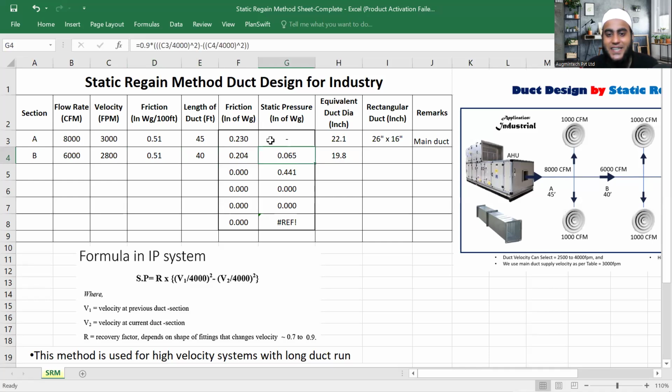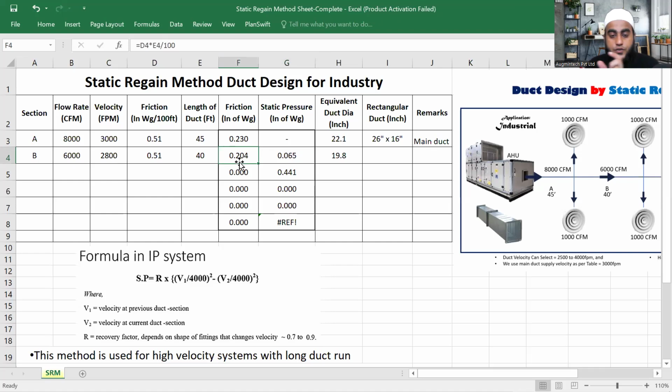Now you have to calculate the static pressure. Same formula I have applied: static regain equals 0.9 times R multiplied by the square of V1 by 4,000 minus the square of V2 by 4,000. R is the recovery factor, whose value will be in the range 0.5 to 0.9. Here in our calculation I have considered 0.9. V1 is the initial velocity at the previous duct section, that is section A, divided by 4,000 and squared. Then the velocity at the current duct section, 2,800 divided by 4,000. When you apply the formula, how much static pressure have we got? 0.065 inch of water column.